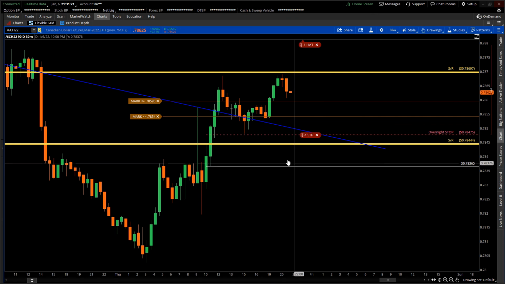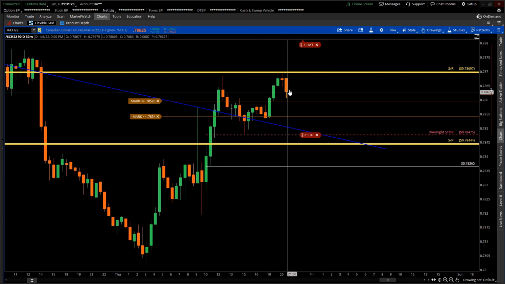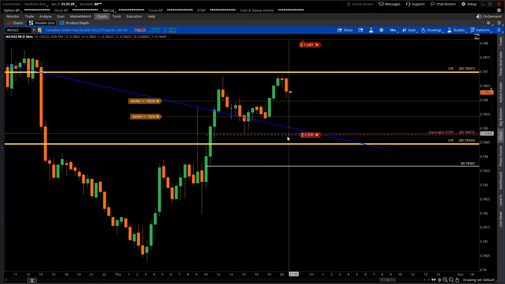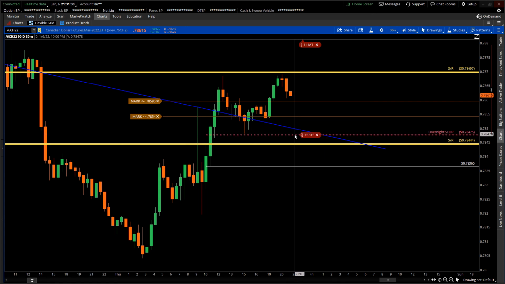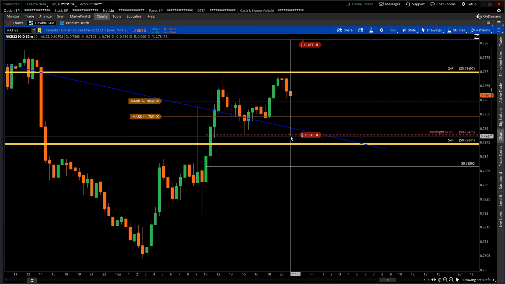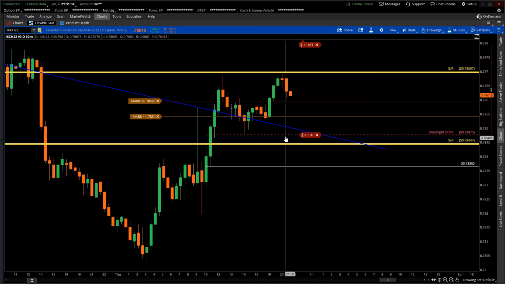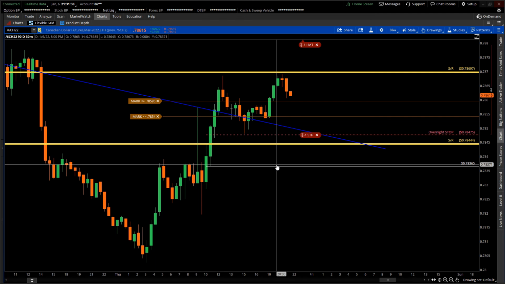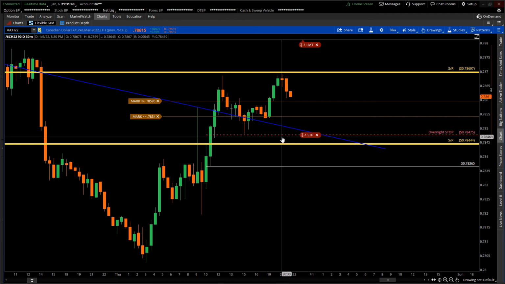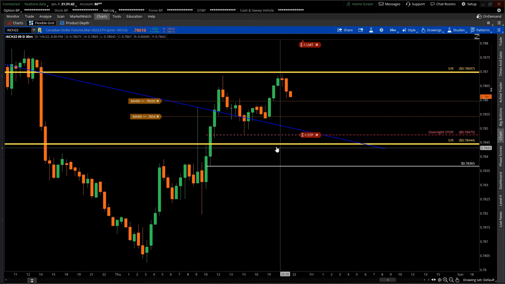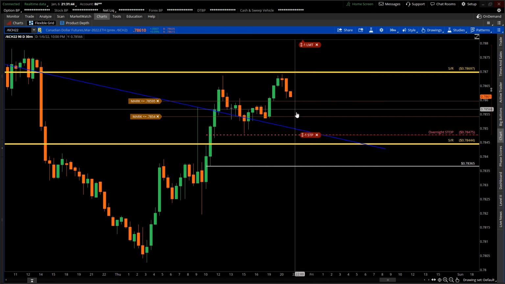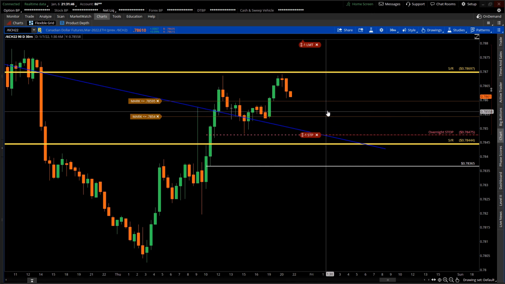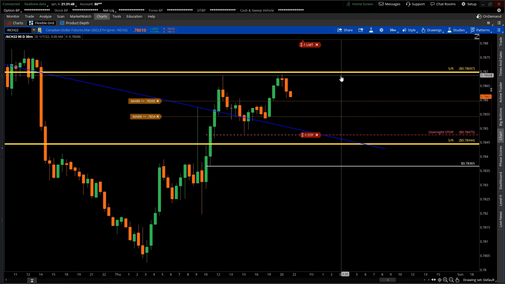So from my entry to this overnight stop, just in case price comes all the way down and crosses below my overnight stop, at least this will be about $110 profit in addition to the $120 from this morning. So hopefully that won't be the case and price will hover around here and retest and break above it.